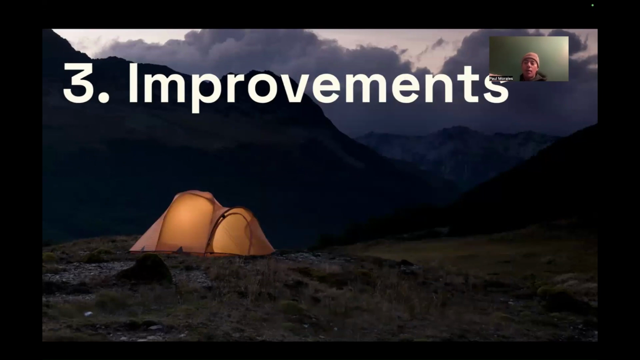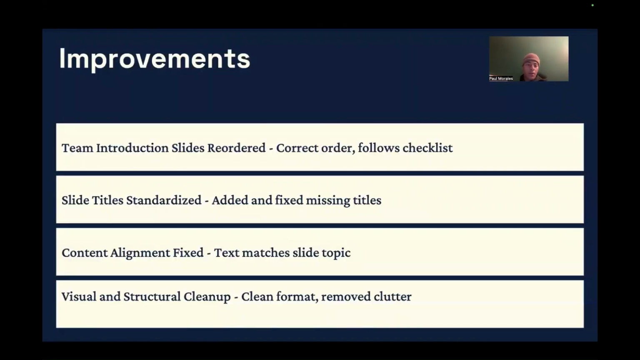And we're just going to talk about the improvements. Starting off, the team introduction slides were reordered. We felt this better fit the flow that we want to accomplish, and it follows a checklist now. Slide titles are standardized, so we added and fixed any missing titles. Content alignment was fixed, so the text matches the slide topic, and then visual and structural cleanup. We just wanted to remove any clutter and make it as simple to understand as possible.